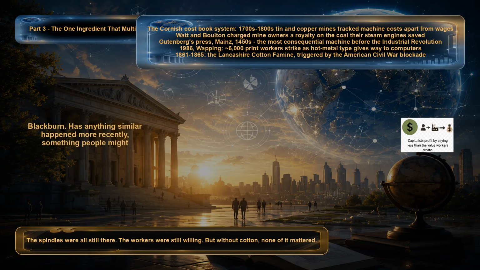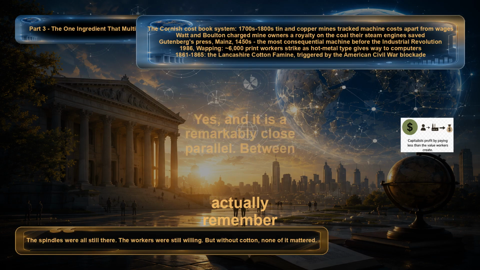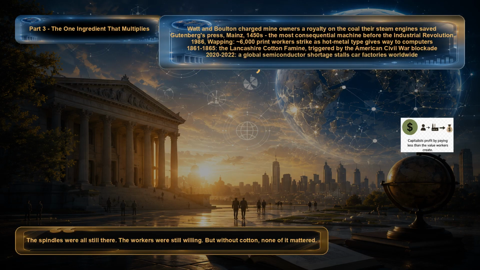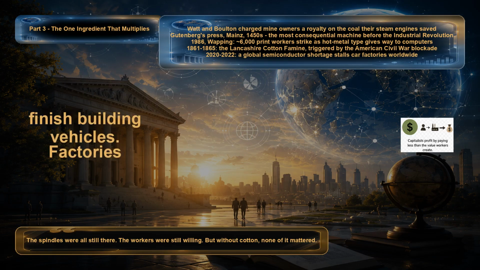Has anything similar happened more recently? Something people might actually remember living through? Yes, and it is a remarkably close parallel. Between 2020 and 2022, a global semiconductor shortage, triggered by pandemic disruptions and surging demand for electronics, left car manufacturers around the world without enough microchips to finish building vehicles.